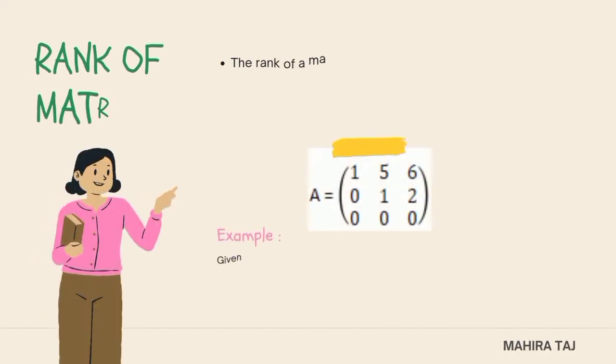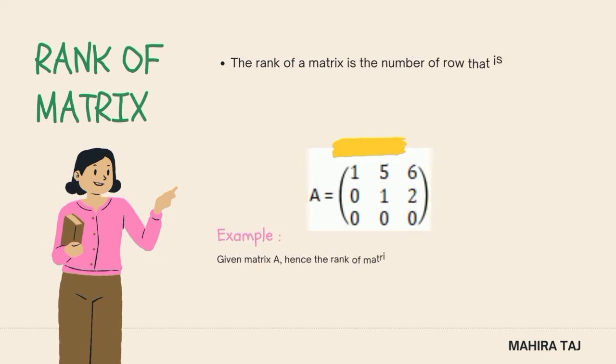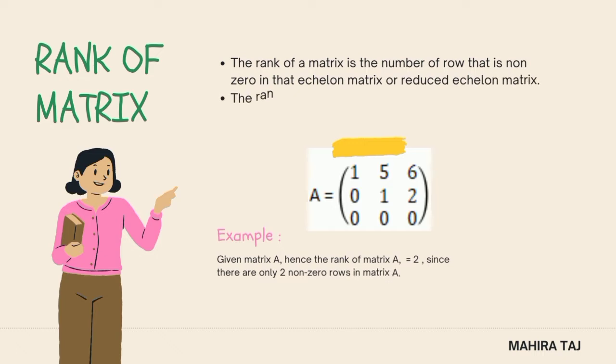Now we will go on to explain the rank of a matrix. The rank of a matrix is the number of rows that are non-zero in the echelon matrix or reduced echelon matrix. The rank of matrix A is denoted with this symbol, which means rank of matrix A. Now, let's try an example. Given matrix A, which is this matrix right over here, the rank of matrix A is equal to 2, since there are only 2 non-zero rows in matrix A, as we can see over here.